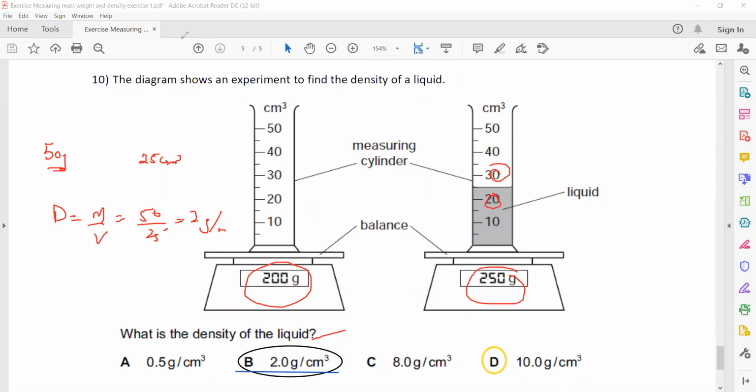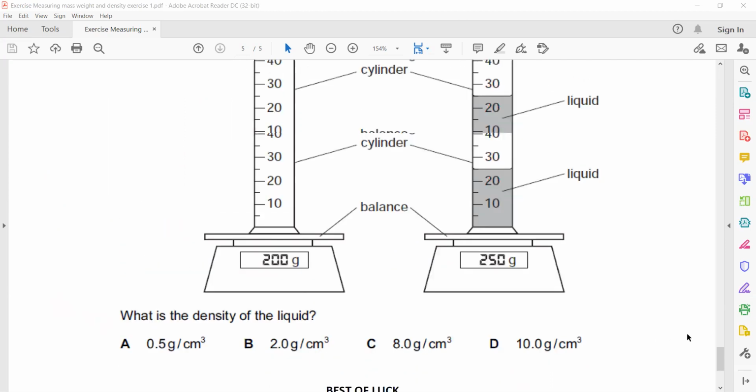Is it clear, question 10? Because 200 gram is the mass of the empty cylinder and 250 is the mass of the cylinder with liquid. So when you subtract the two, you will get the mass of the liquid inside. So mass of the liquid is 50 and the volume of liquid is 25. So you will get 2 gram per centimeter cube.